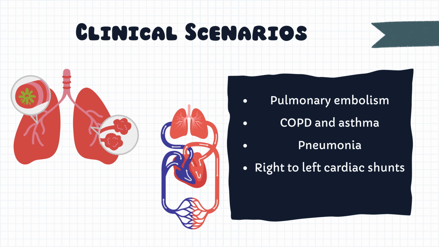Let's apply this to real-world conditions. In pulmonary embolism, blood flow is blocked. Ventilation remains, but perfusion is lost. V/Q goes toward infinity. This is dead space. In COPD and asthma, airflow is limited. Ventilation decreases, but perfusion continues. V/Q ratio drops. This causes hypoxemia.